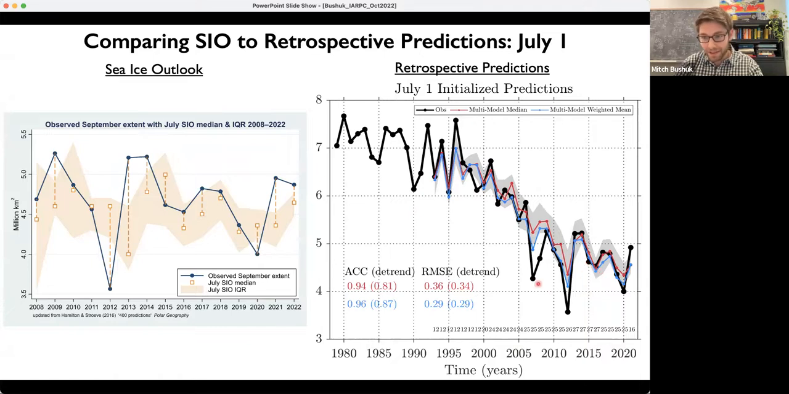It's clearly skillful. And if you just focus on the 2008 to 2021 period, you can compare to this plot and see that the predictions are doing quite a bit better over the sea ice outlook period. So this tension I alluded to earlier is still present here, in the sense that the retrospective predictions are doing better than the SIO predictions did.